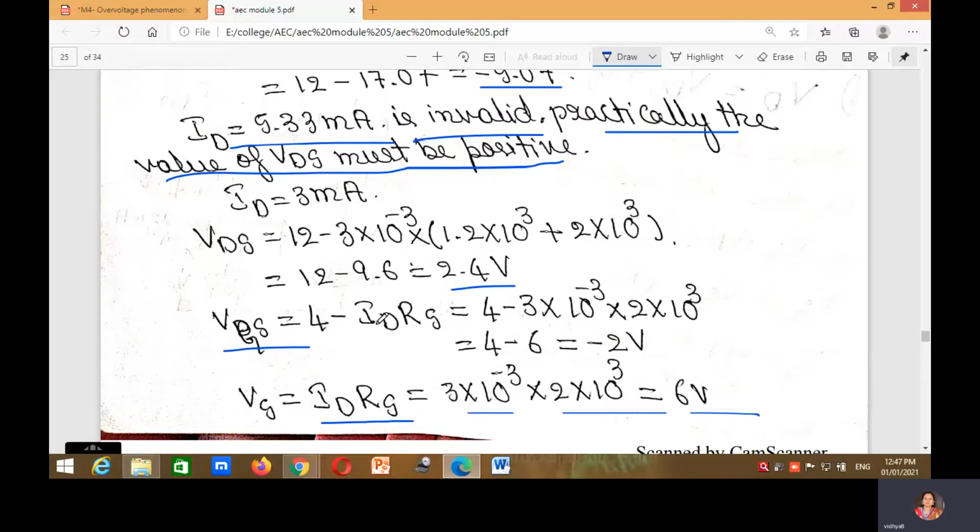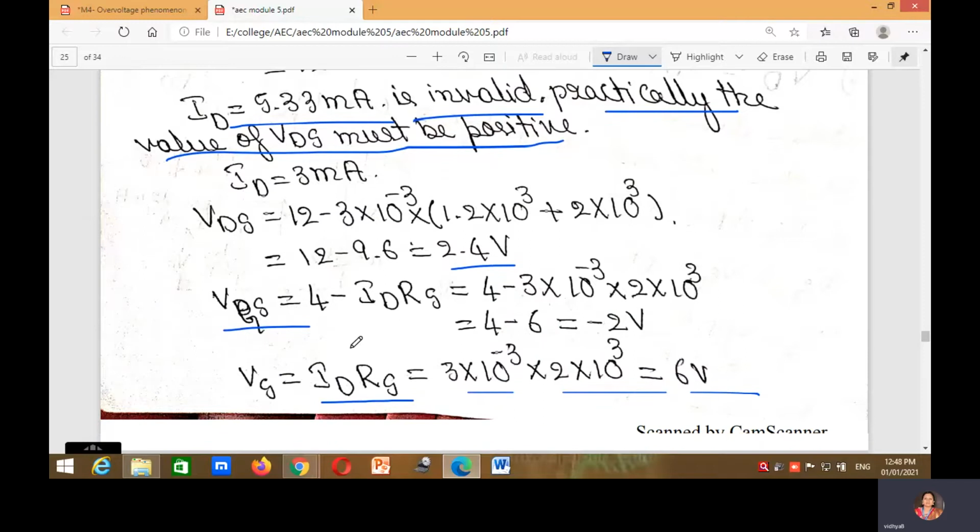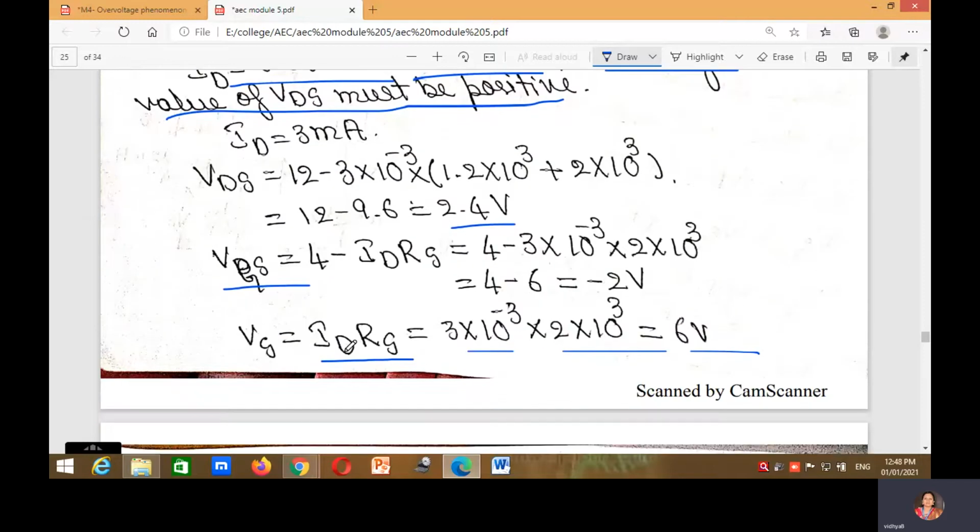VGS is equal to 4 minus ID into RS, that is equal to 4 minus 3 into 10 to the power of minus 3 into 2 into 10 to the power of 3. 4 minus 6 is equal to minus 2 volts. We will get VGS. VS is equal to ID into RS. We know the values. So the ID value is 3 into 10 to the power of minus 3, the RS value is 2 into 10 to the power of 3. You will get 6 volts.